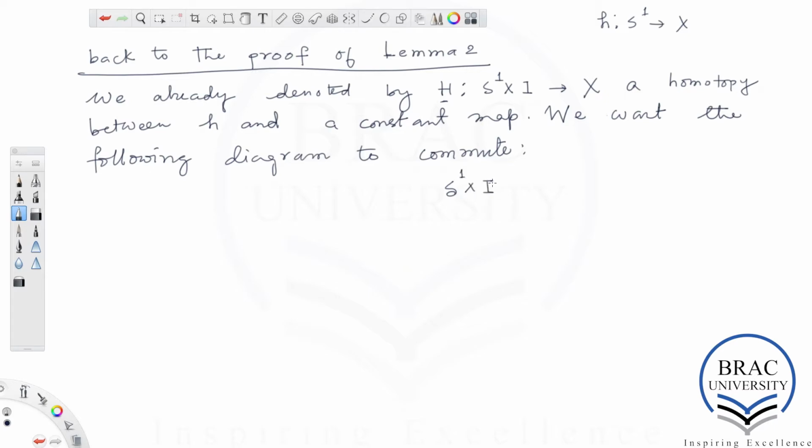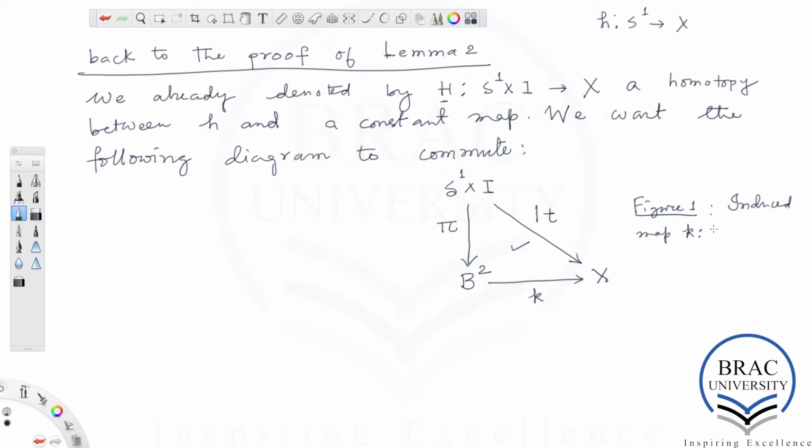S1 cross I is a product space, and from it we have a map called pi to the unit ball B2. And from S1 cross I to X is the map which is the homotopy between the two maps, H and the constant map. And from B2 to X is a map K. Okay, and we want this diagram to commute. So this is our figure 1, the induced map. The name of the figure is induced map K from B2 to X.